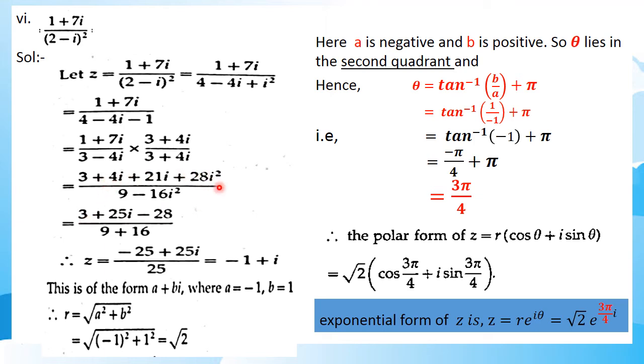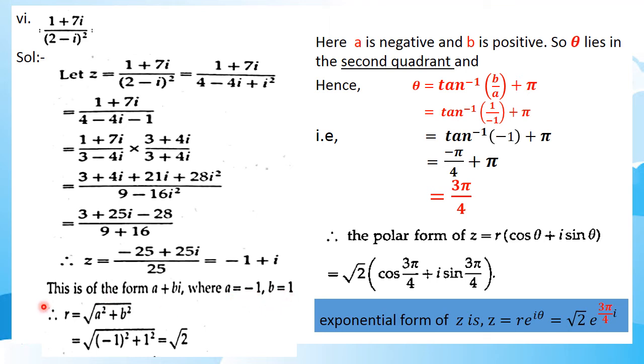I square is minus 1, so 3 plus 25i minus 28 divided by 9 plus 16. And z becomes minus 25 plus 25i upon 25. Here 25 is common in the numerator and denominator, so we can cancel that. Then the new complex number will become minus 1 plus i, which is of the form a plus bi, where a is minus 1 and b is 1.